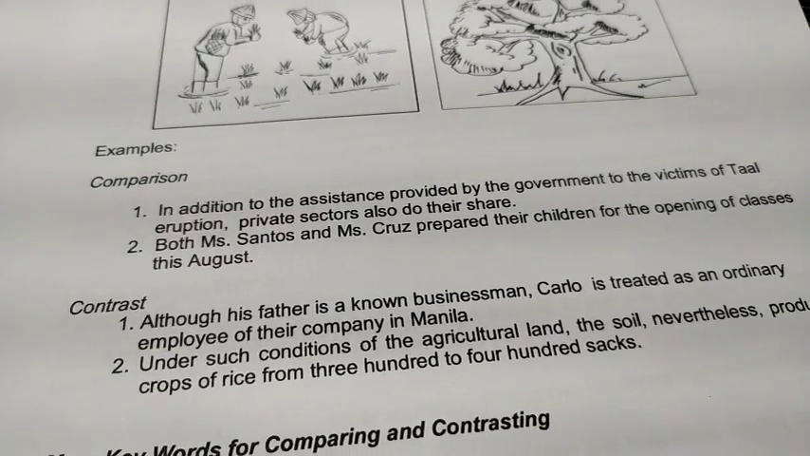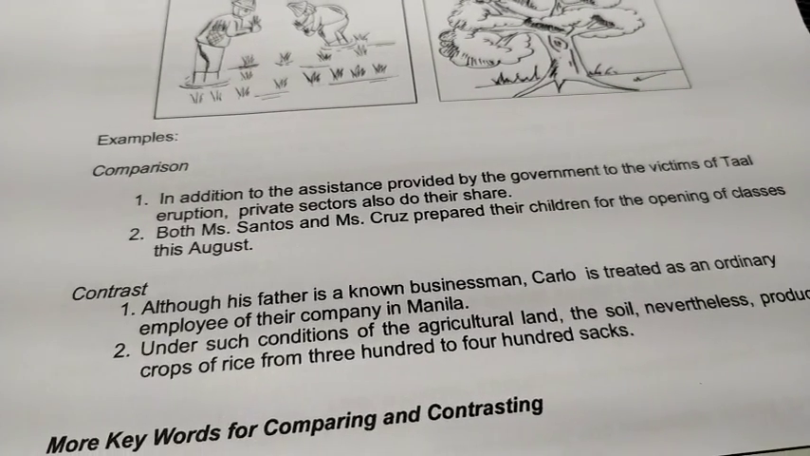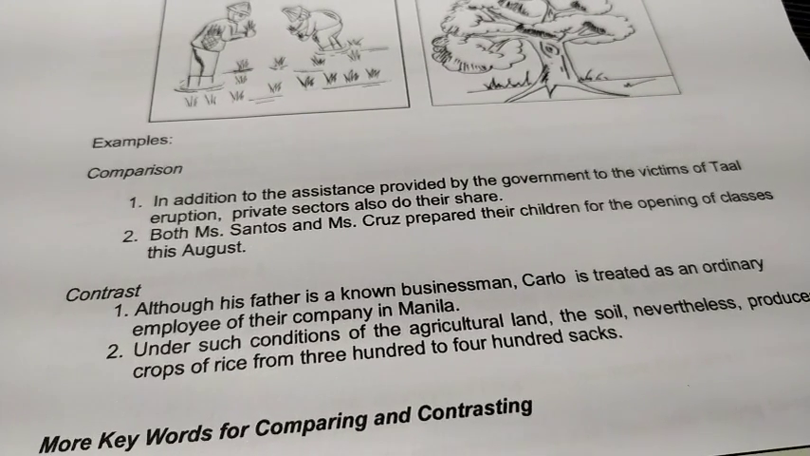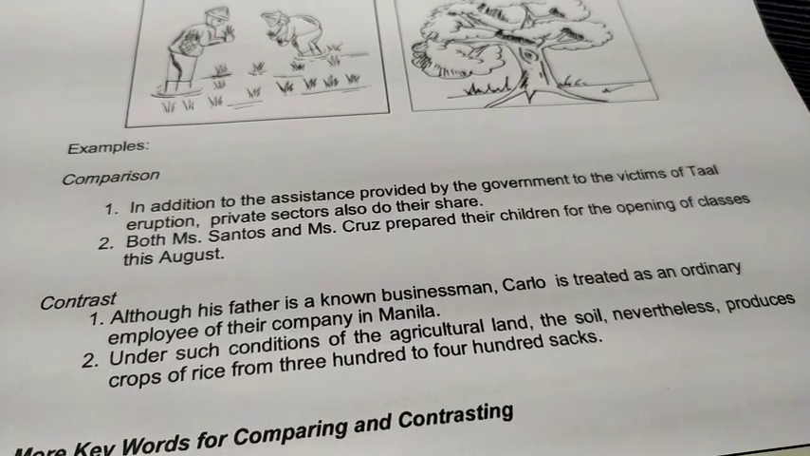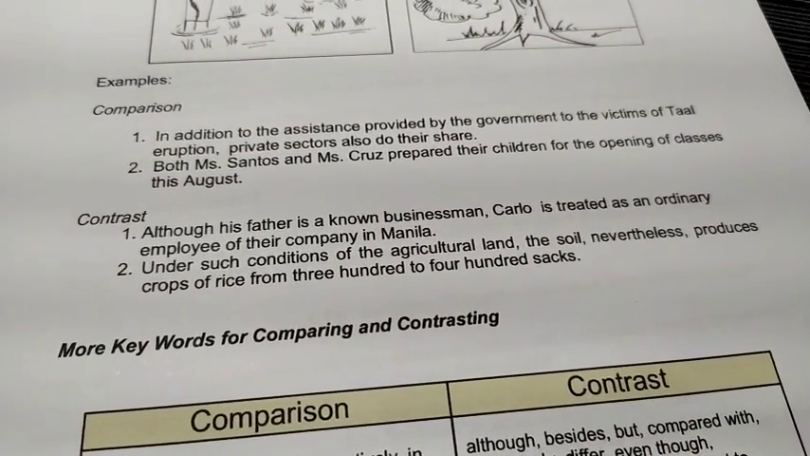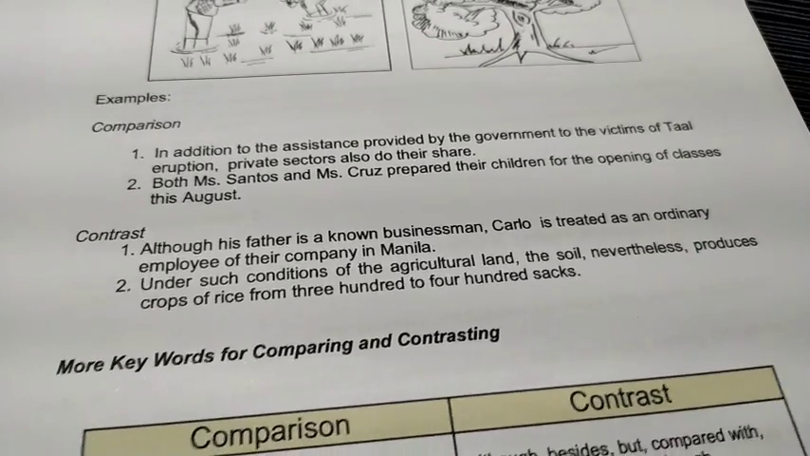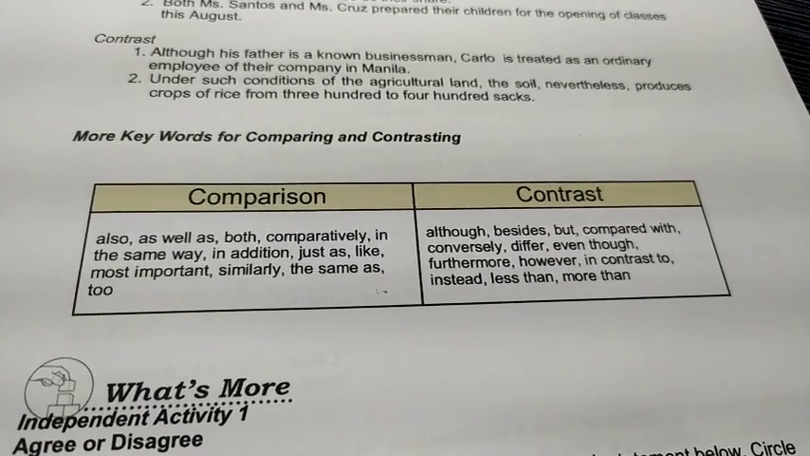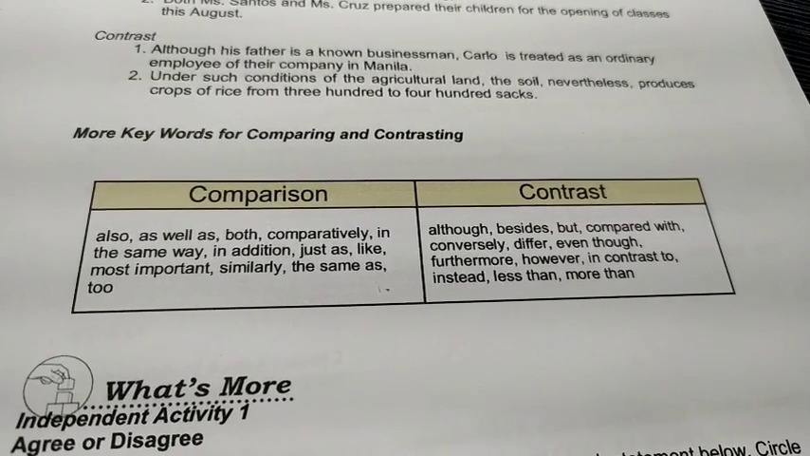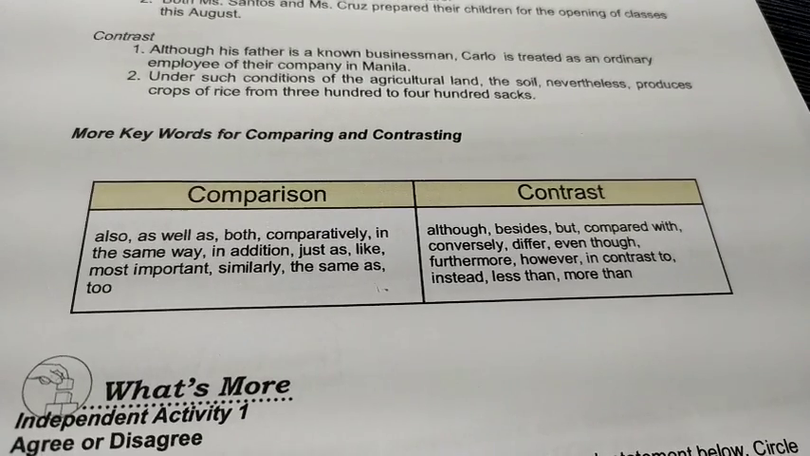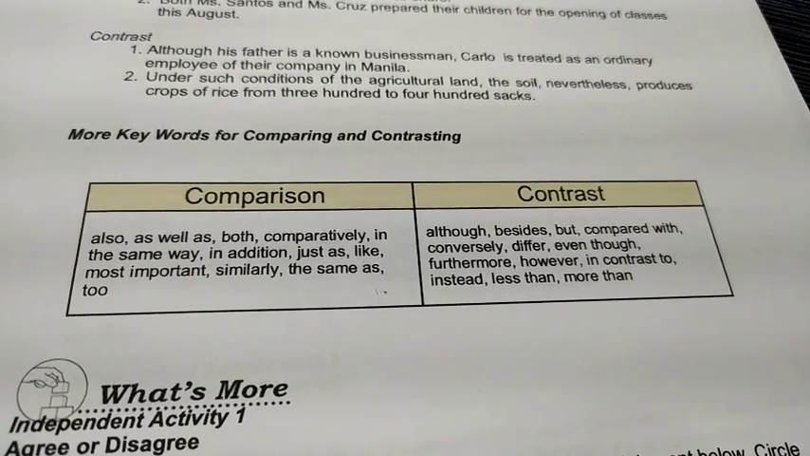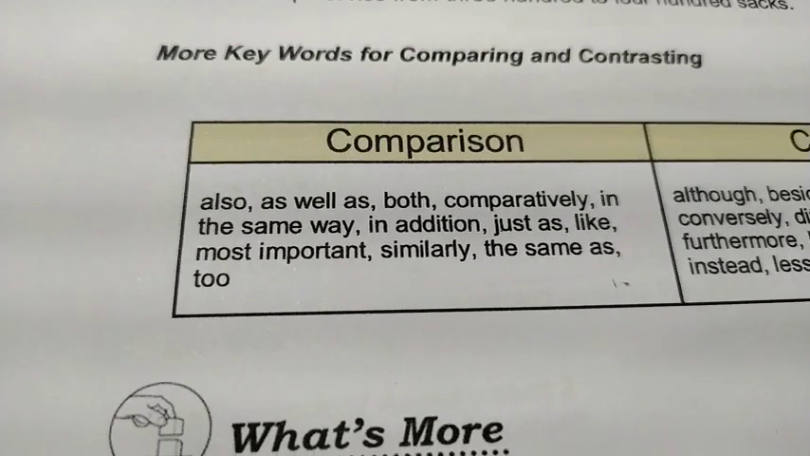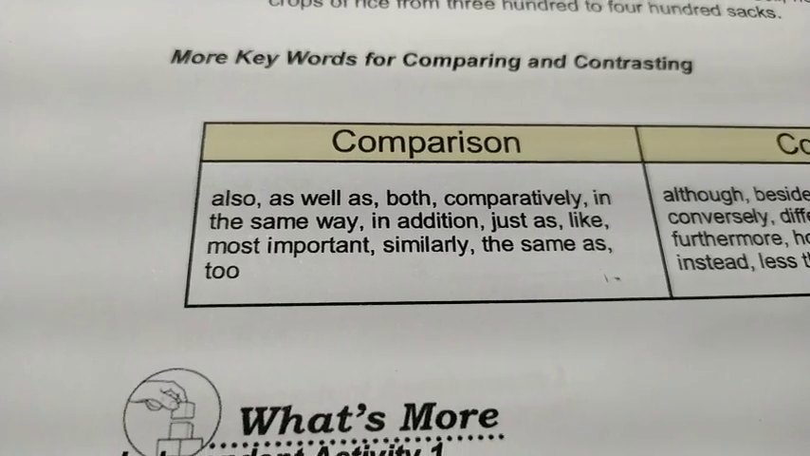However, comparison is simply highlighting the similarities or resemblance of the ideas within the sentence. In contrast, there are opposite ideas to create an impact or message. So we have keywords for comparing and contrasting. For comparison: also, as well as, both, comparatively, in the same way, in addition, just as, like, most important, similarly, the same as, too. These are the keywords to show the similarities of ideas within a sentence or within a text.